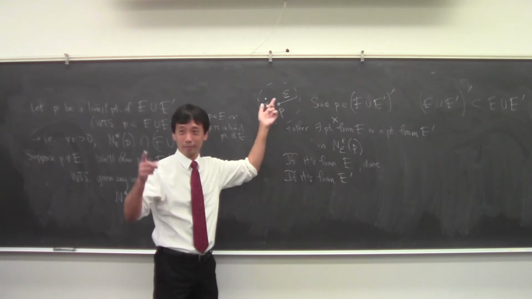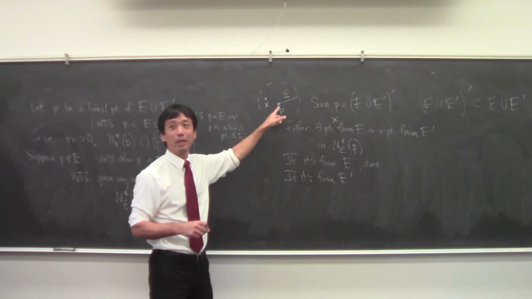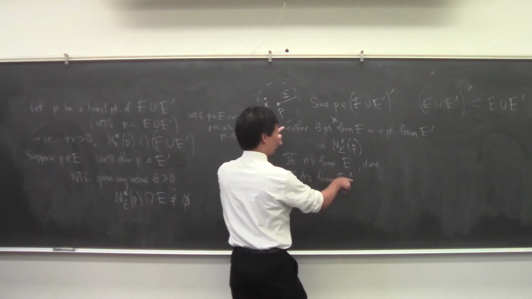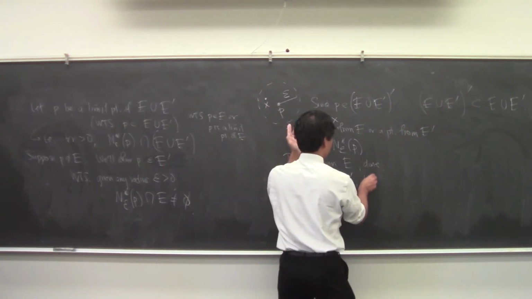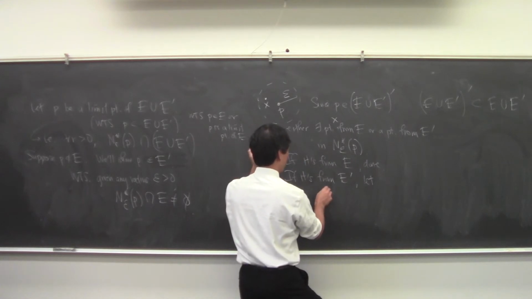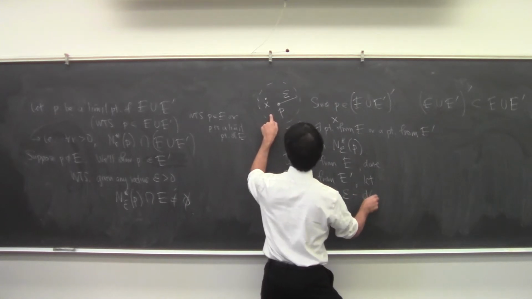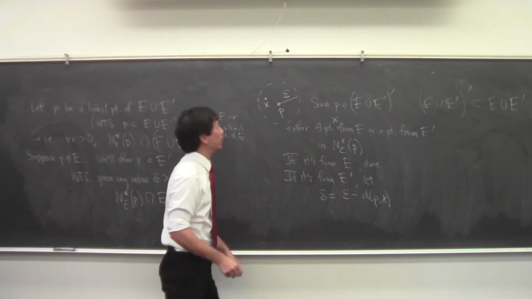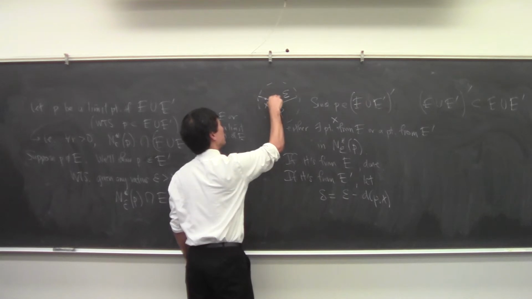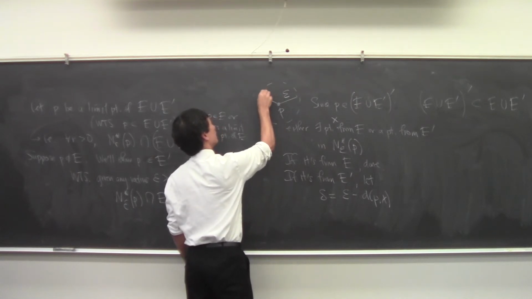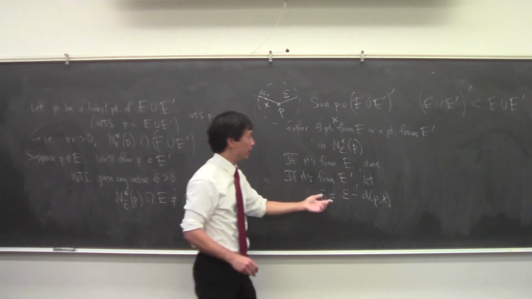Take a neighborhood of radius epsilon minus the distance. Exactly. So you say if it's from E prime, then it's a limit point itself, right? So let delta be epsilon minus the distance from p to x. Let delta be the distance to the boundary, right?